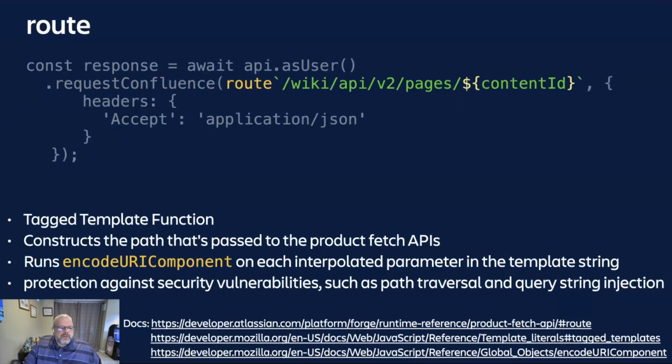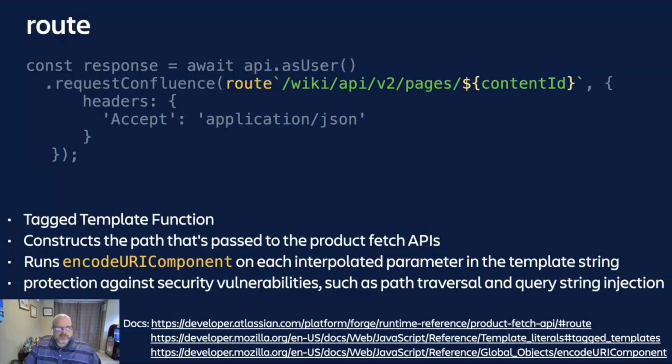And so the route is a tag template function, which takes the path of the endpoint that we're calling, and it will basically parse that out and construct the path that's passed to the product fetch APIs. So route actually runs an encodeURIComponent on each interpolated parameter in the templated string. And this helps protect against security vulnerabilities such as path traversal and query string injection.